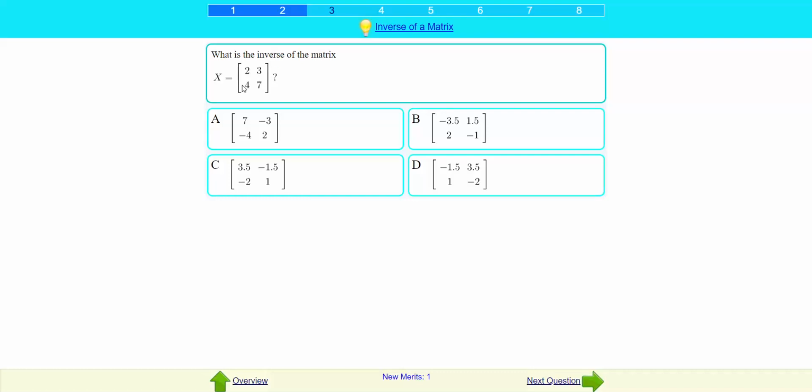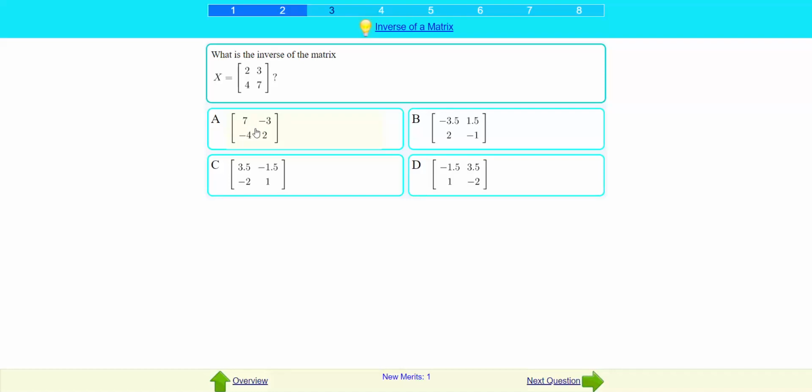What is the inverse of this function? You would have 14 minus 12, which is 2. And then you would have 7 and 2, negative 3, negative 4, and then you would multiply it by 1 over 2, by half.